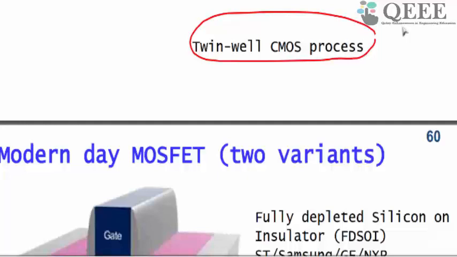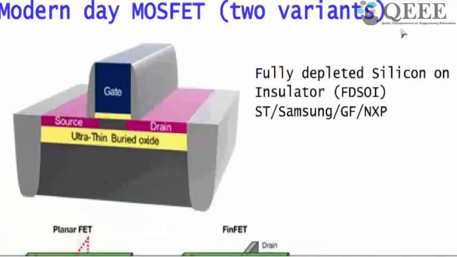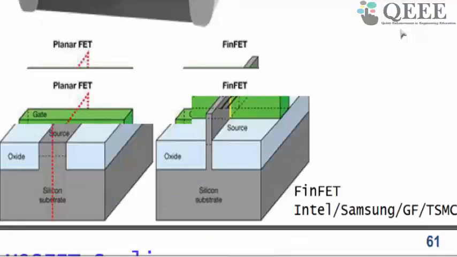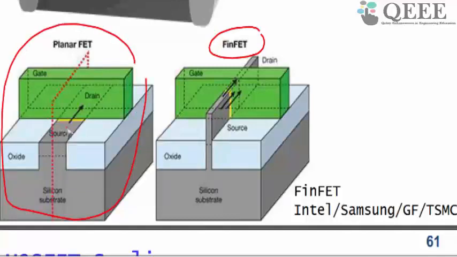So if you buy modern chips, especially microprocessors or DSPs, the modern day MOSFET comes in two variants. There is something known as FinFET, which you might have already read somewhere, and I will come to that later. This FinFET is some kind of a three-dimensional transistor. Earlier the transistor looked like this, a three-dimensional representation. The source is here, the drain is on the other side, and the gate is going like this.